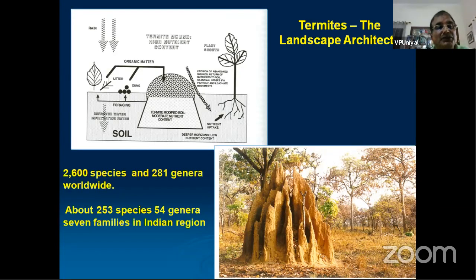So we have about 2,053 species of termites in our country, and roughly 2,600 species worldwide, and 291 genera. You can see here the percolation of the water is perfect. The tree very close to the termite mound is very healthy. So every component in nature is very, very healthy for our ecosystem. Don't ignore anything from nature.